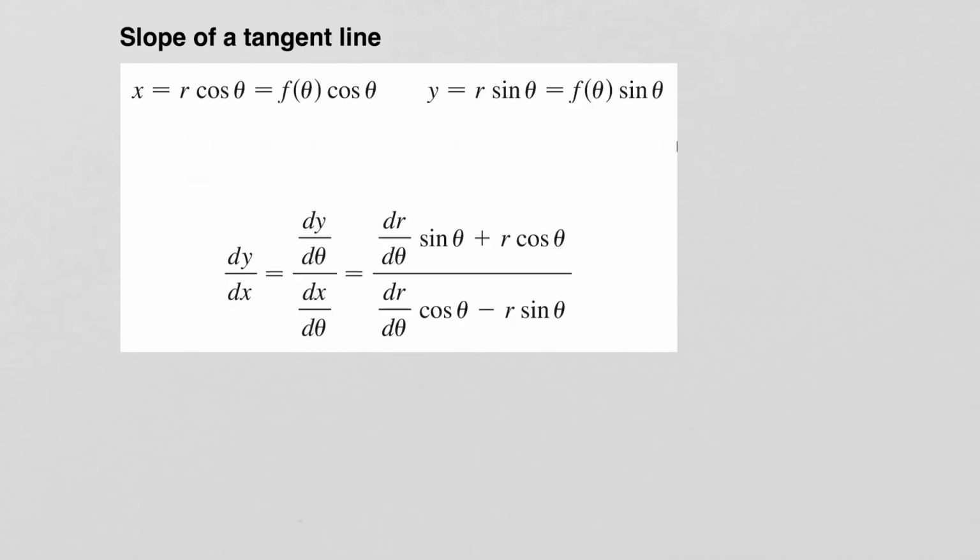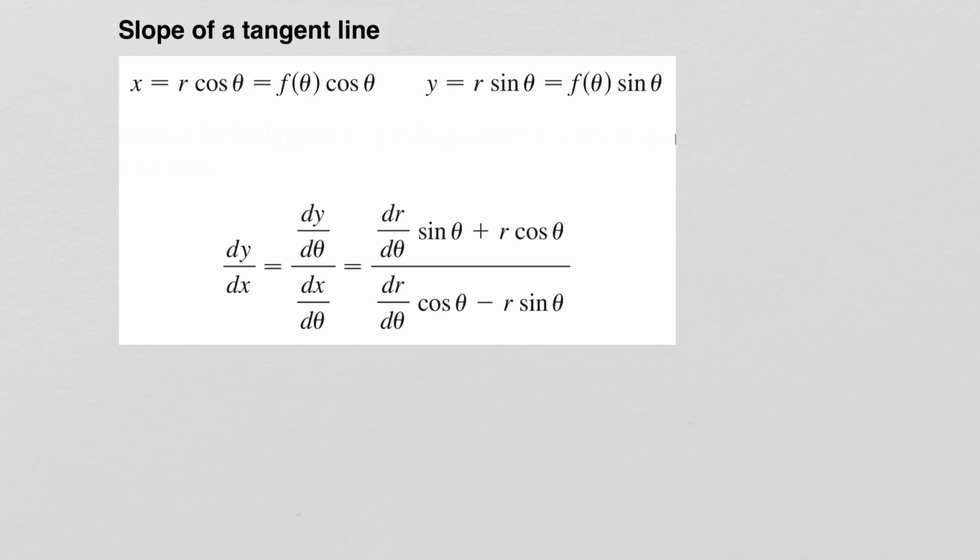All right, the last thing we're going to talk about here is the slope of a tangent line in polar coordinates. So we know from our earlier discussion that if we write x equals r cosine of theta and y equals r sine of theta, and if we know that r is equal to f of theta, we can replace r with f of theta. And then we can do dy dx by using the derivative formula for parametric equations. So dy dx is dy d theta divided by dx d theta.